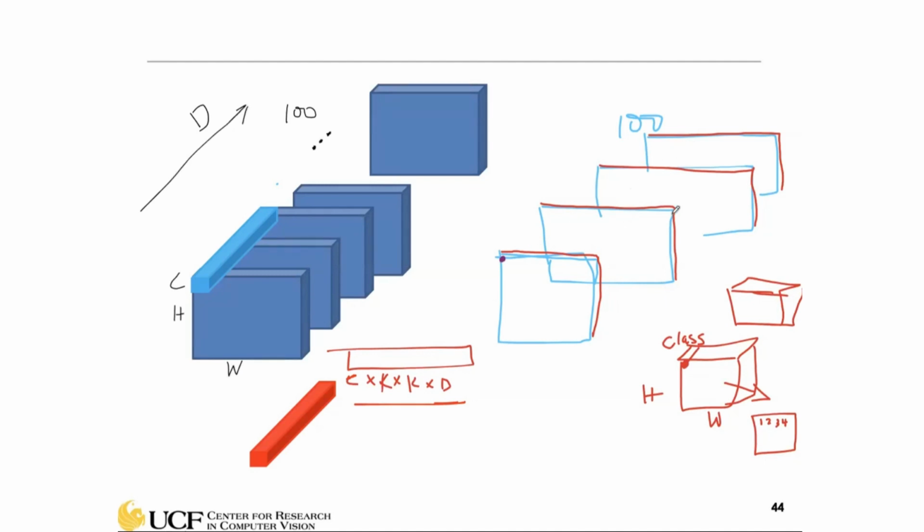So again, in the second 3D conv layer here, you're still going to apply these 4D tensors, because you still have this depth dimension.